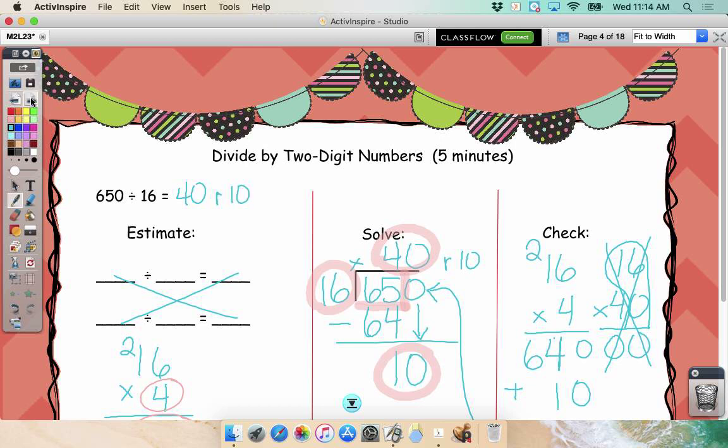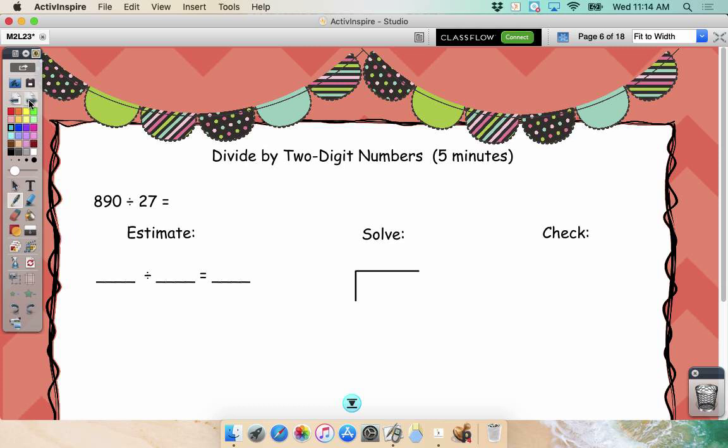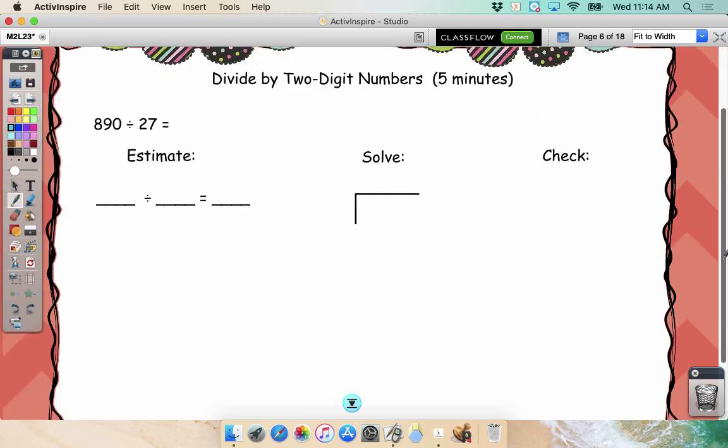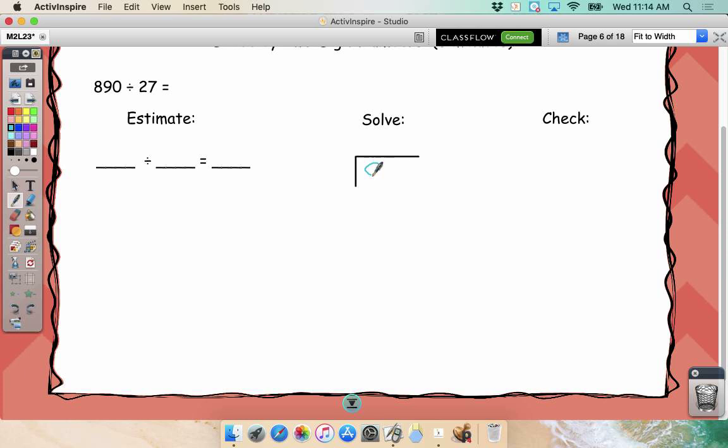Okay, one more review problem and then we'll be ready to start. So this is what we've got. 890 divided by 27. Where will I put my box? Around 89. Okay.